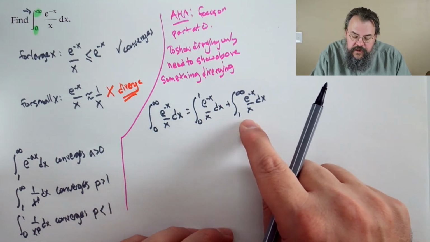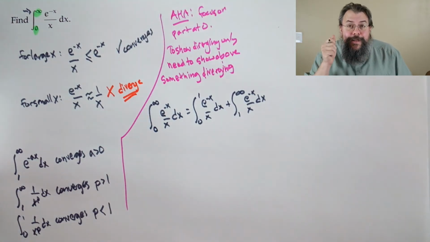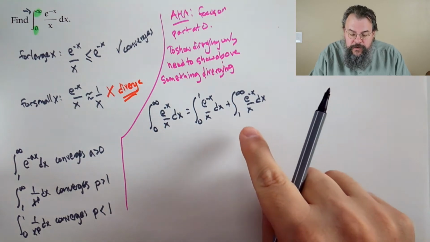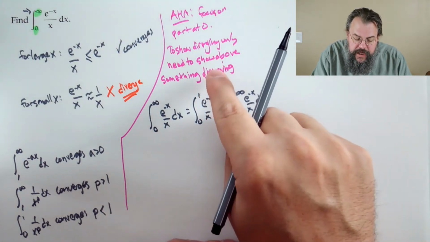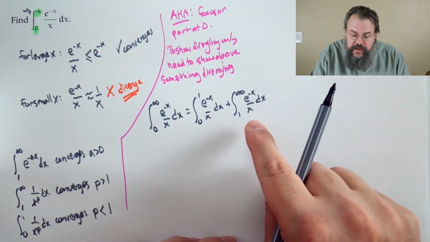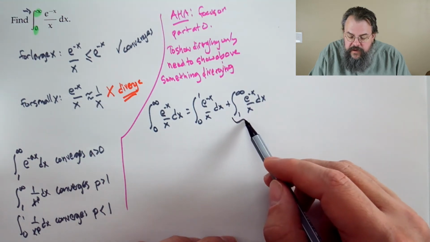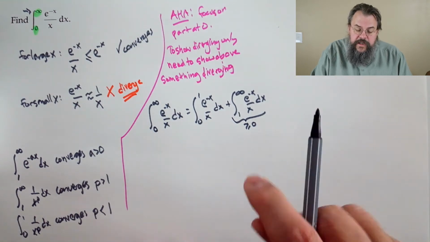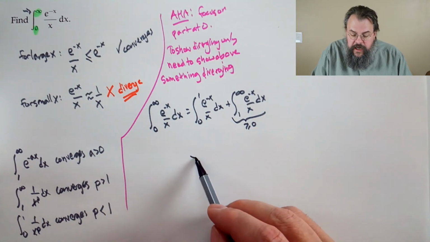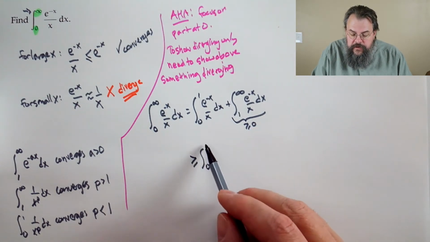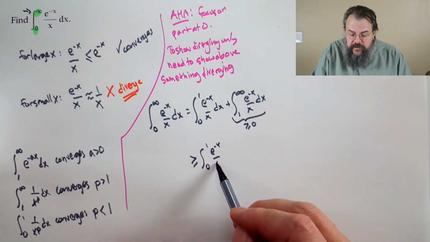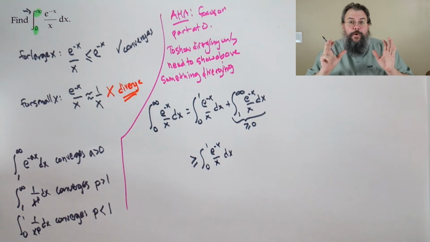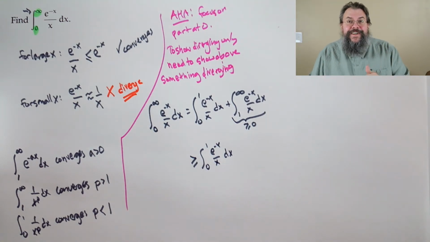So can we drop this? The answer is yes. Why can we drop it? Well, remember, I just need to show it's bigger than something. This part, because it's never negative, whatever the answer is, it's at least 0. So if I drop this, that's greater than or equal to the integral from 0 to 1 of e to the minus x over x dx. All right, that's kind of our first idea.